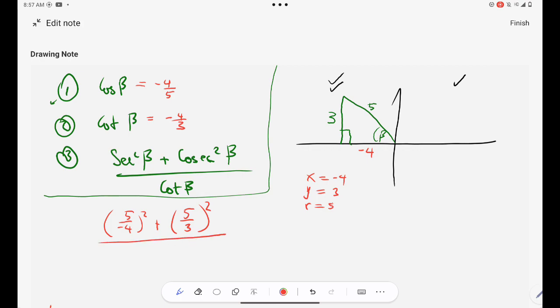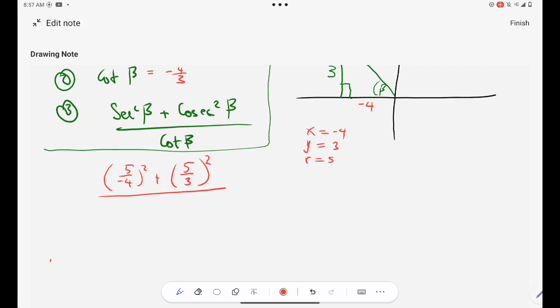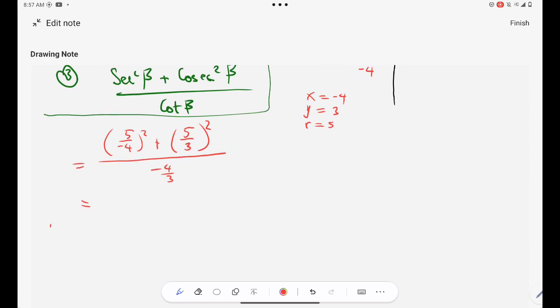And then I'll have cot beta. Cot is the opposite of tan. Oh, but I did find cot. Cot is just negative 4 over 3. Since tan is y over x, that means cot will be x over y, right? Then all I need to do is just punch my calculator.